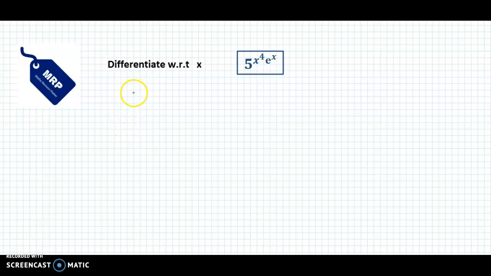Hello and welcome back. We now discuss an example from differentiation. The question is: differentiate with respect to x. The function given here is 5 raised to x raised to 4 times e raised to x. So we name this function as y. So let y be equal to 5 raised to x raised to 4 times e raised to x.